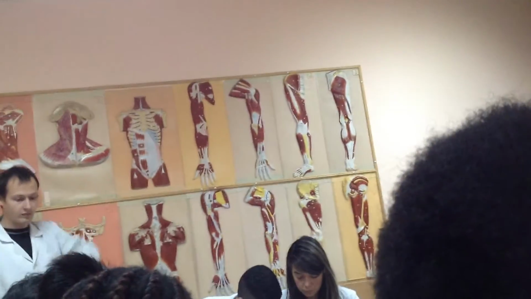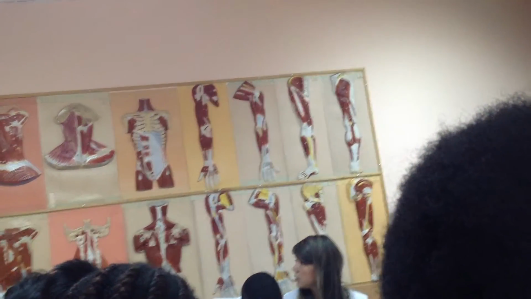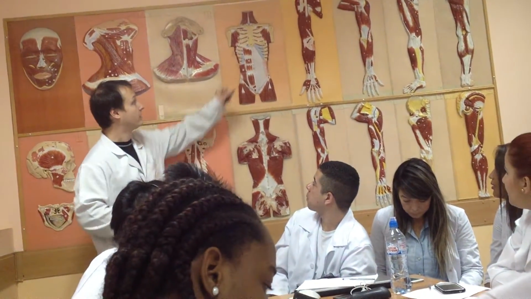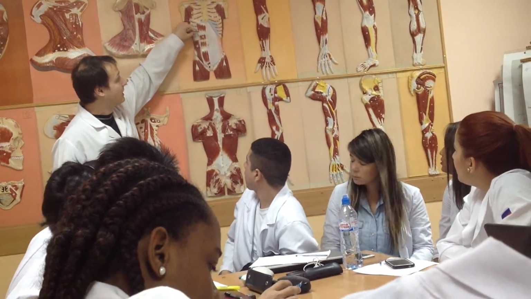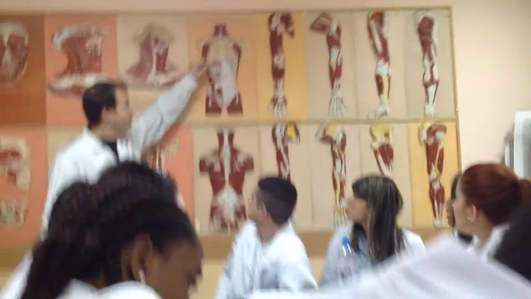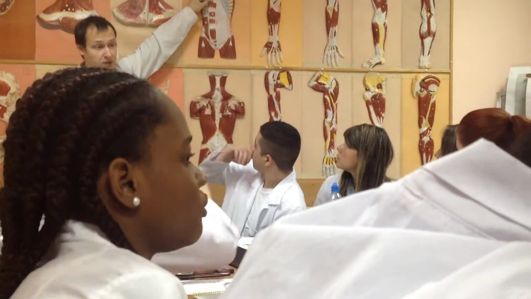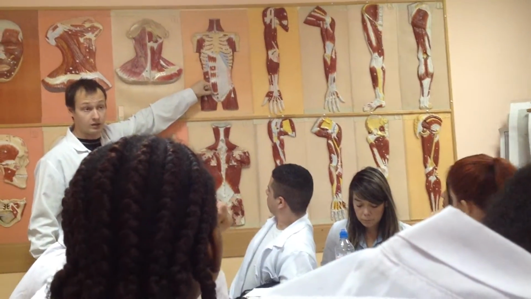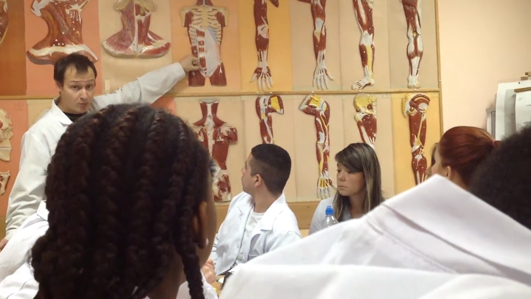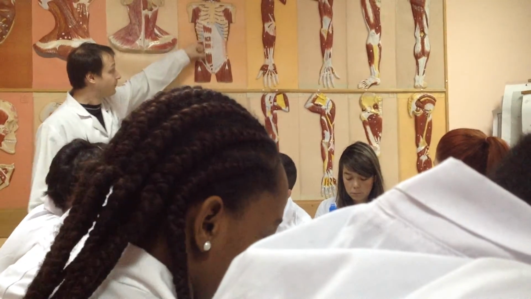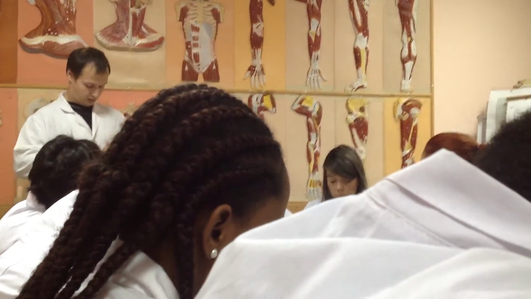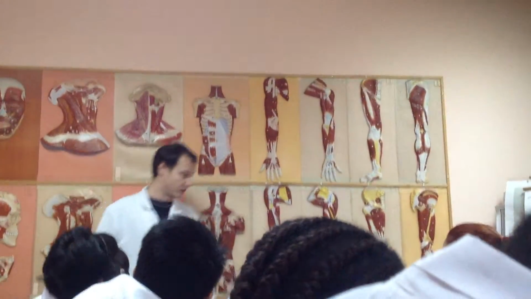Rectus abdominis muscle. Right? It is a complex muscle that has many bellies, which are separated by connective tissue. Understand? It connects from the ribs and attaches to the pubic symphysis and the superior ramus of the pubic bone. What is the function of that muscle?